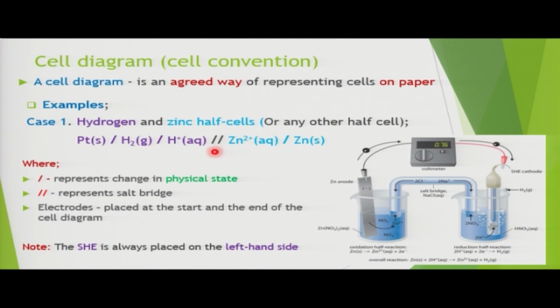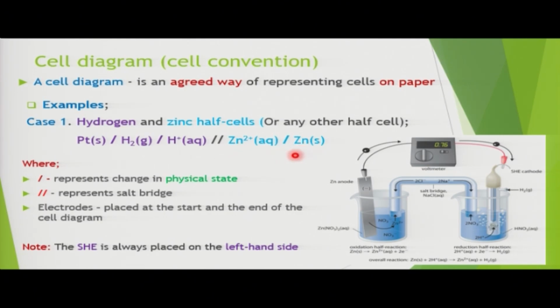Double bars represent the salt bridge, which is there to connect the two half cells, this and this. Then on the other side, we have zinc cations in connection with the zinc salt. Point to note here: platinum is an electrode, where the electrons are moving out or moving in. Then zinc as a salt is also an electrode. So electrodes must come at the start and at the end of that cell. So this is the cell representation.